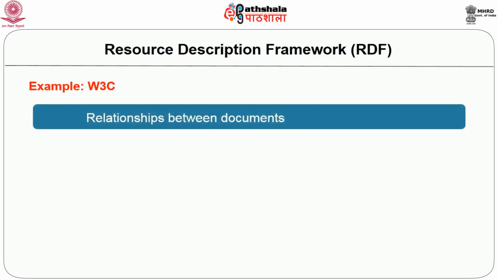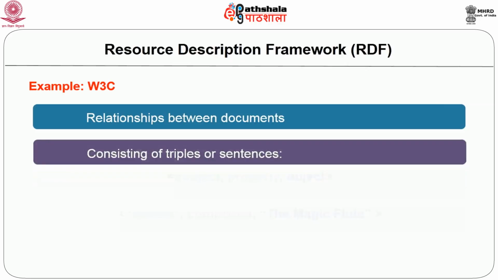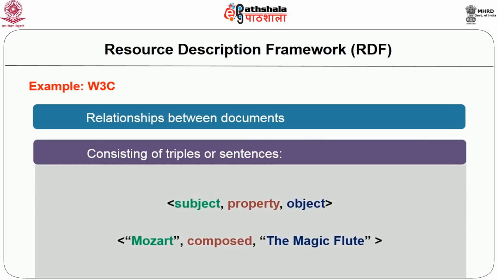RDF is for creating relations between documents. It consists of triples or sentences in the form of subject, property, object. Now let us put a tag: Mozart composed this music. You know Mozart is a musician, Magic Flute is one of his works, and composed. So Mozart and Magic Flute are something like subject and object. And what is the property? It's the relation, composed. I can write Mozart written. So composed will be replaced with another word, but the relation will be there. So this is how we create a simple RDF document.